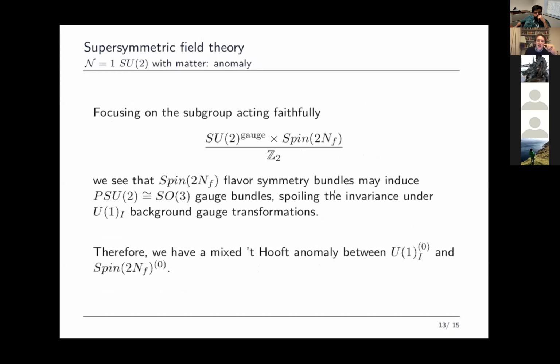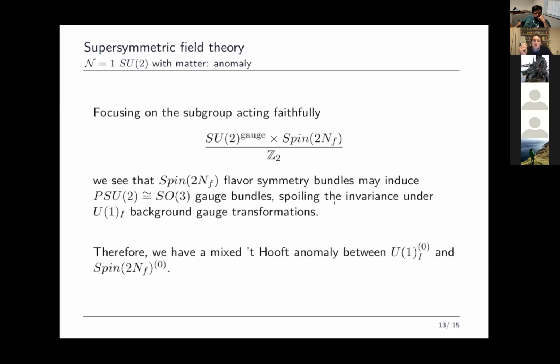Nonetheless, we can apply to this theory techniques that were originally used for quantum chromodynamics and construct a non-trivial anomaly between flavor symmetry and the instanton symmetry. Indeed, we observe that the global symmetry group that acts faithfully on the theory is not the flavor symmetry group, because some of the transformations of the flavor symmetry group can be undone by a gauge transformation. Therefore, there is a quotient by the center of these two. Thus, the bundles of the two symmetries are locked together.